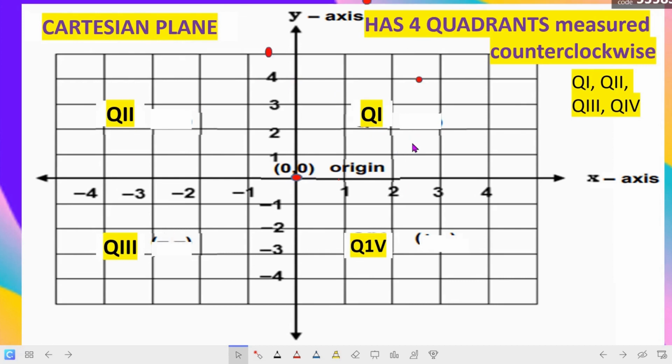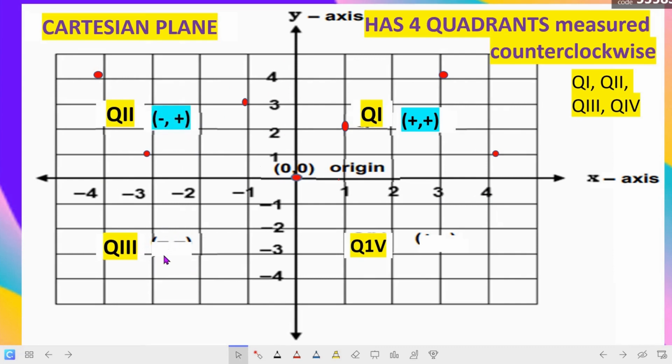Here in the first quadrant, of course, there are lots of points around here. The points will have coordinates with both a positive x coordinate and a positive y coordinate. While in the second quadrant, if the points are lying around this region, the x coordinate will be negative, and you have a positive y.